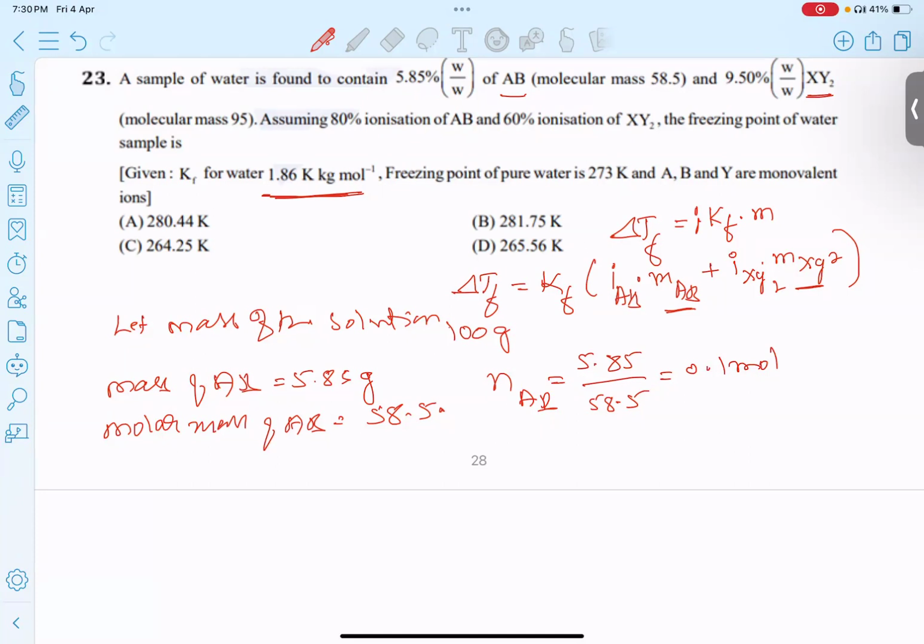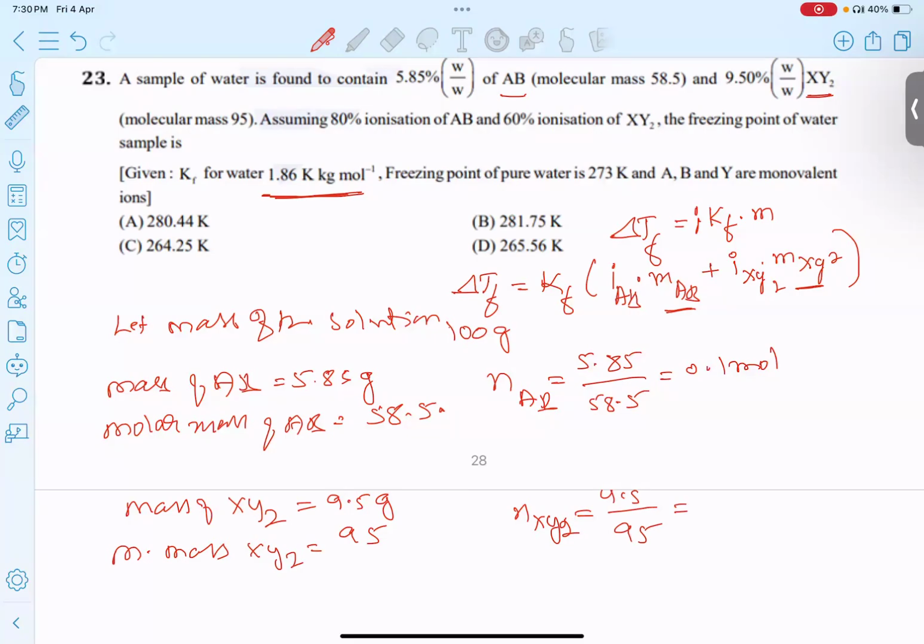Similarly, calculate the number of moles of XY2. Mass of XY2 is given, that is 9.5 gram, and molar mass of XY2 is equal to 95. So number of moles of XY2 is equal to 9.5 divided by 95, that is also equal to 0.1 mole.